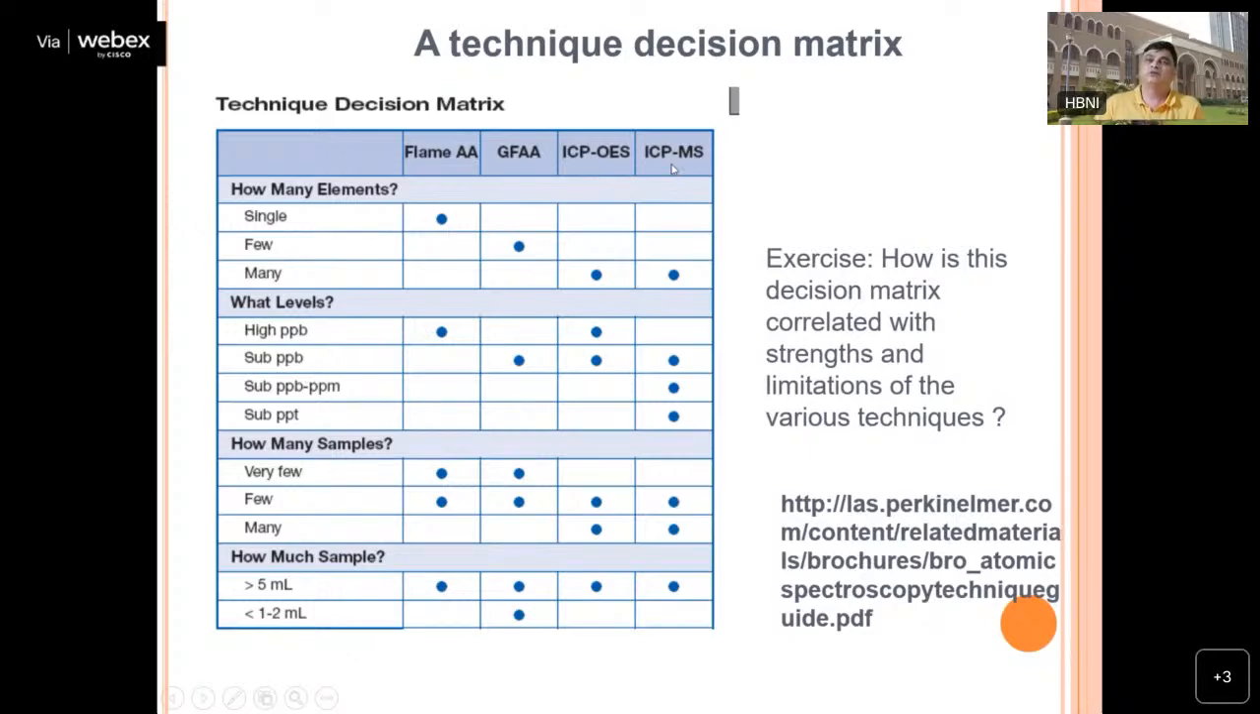Of course, ICP-MS we have not covered; we will see it at a later stage when we discuss hyphenated techniques. So these are general guidelines on which technique has to be used for which sample.